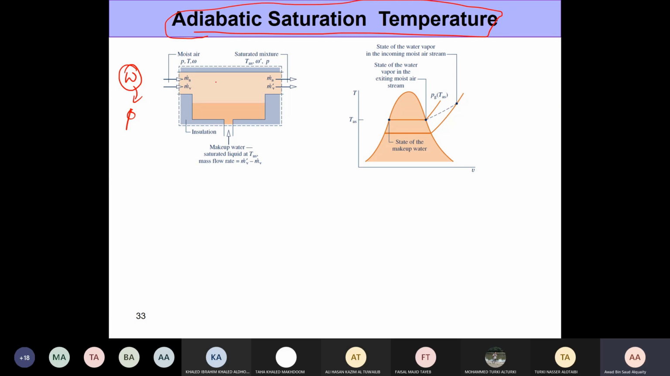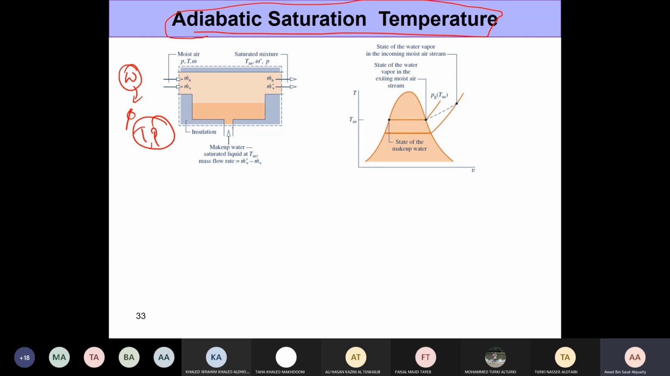Now, the thing is, it's not very easy to measure the moisture content. It's very easy to measure the temperature and pressure of air. You can measure it with a simple thermometer and a barometer, but measuring the humidity may require some effort, right?